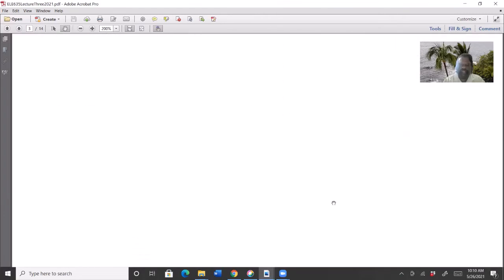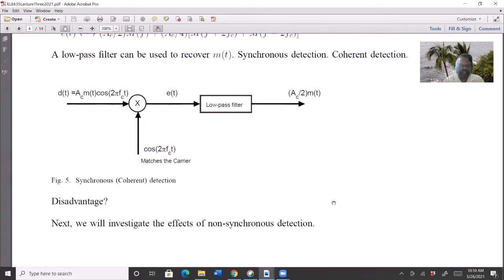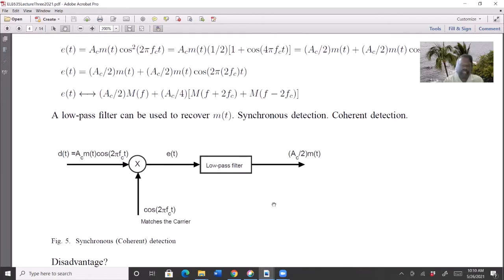So this is the structure of synchronous detection or synchronous receivers. The transmitted signal comes, you multiply it by the same carrier, and then send it through a low pass filter, and you will get this. So this will be nice. This will be exactly the message signal from the radio station.